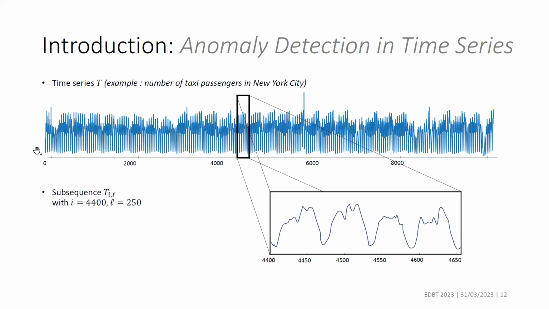What we could be interested in are subsequences. A point is one value, but a subsequence is a subpart, a small portion of the time series. Here we see four consecutive days of the number of taxi passengers in New York. You see the night, then the morning, the first rush hour, then the lunch break, and it continues. So you see patterns. Analyzing these subsequences can be very interesting, trying to find abnormal patterns, abnormal subsequences.